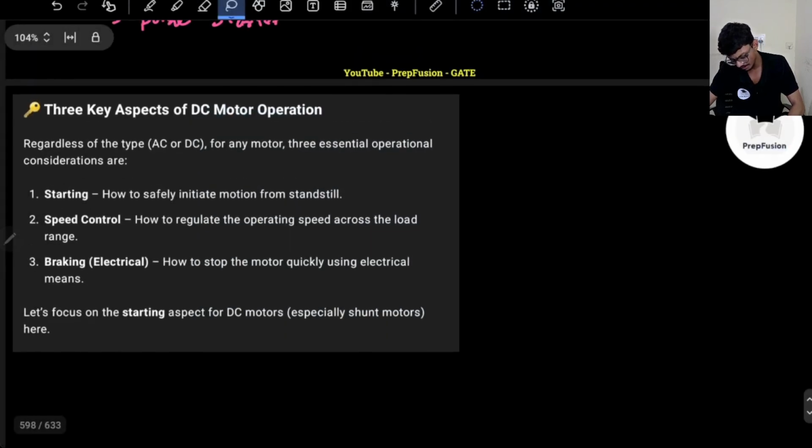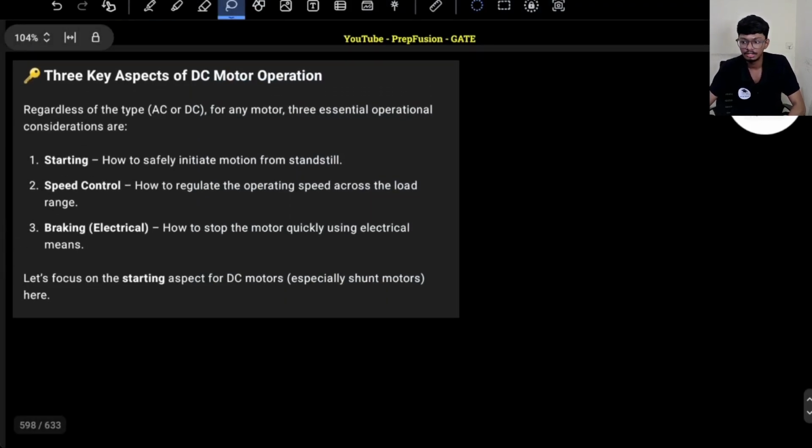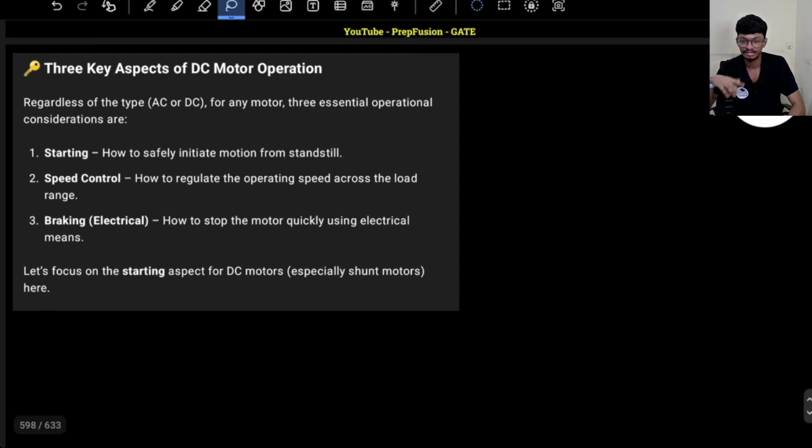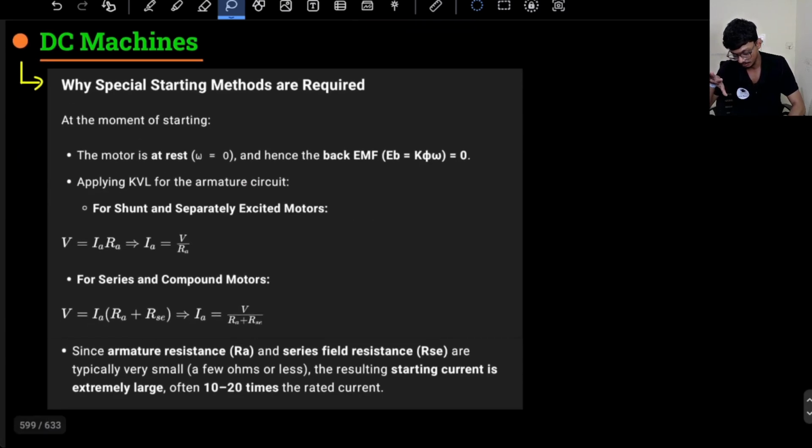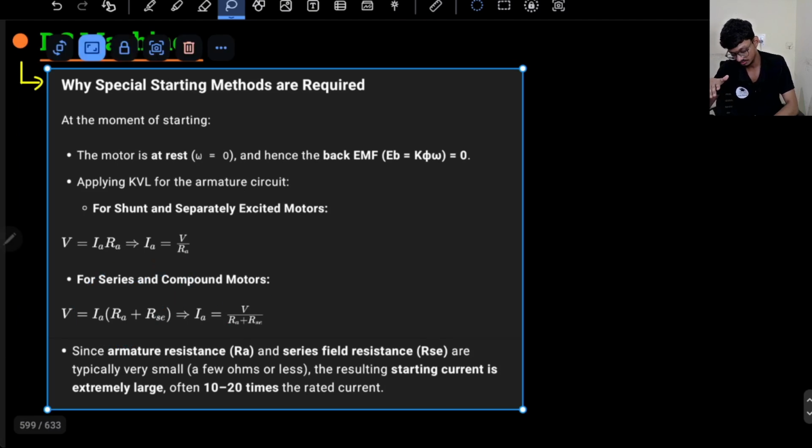So there are three key aspects of a DC motor whenever you want to design a DC motor. First you have to understand how to start the DC motor, how to control the speed of the DC motor, and how to brake the DC motor after it has reached a certain speed. Speed control and braking we have already discussed. Today we are mainly discussing starting. Why starting is required, all those things we have already discussed.